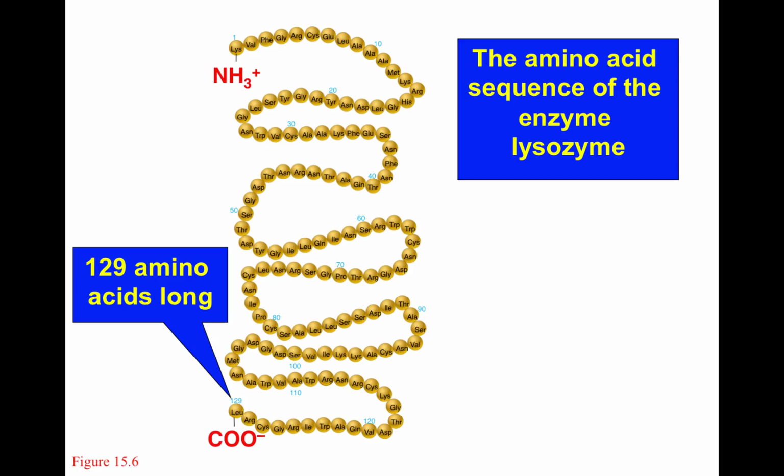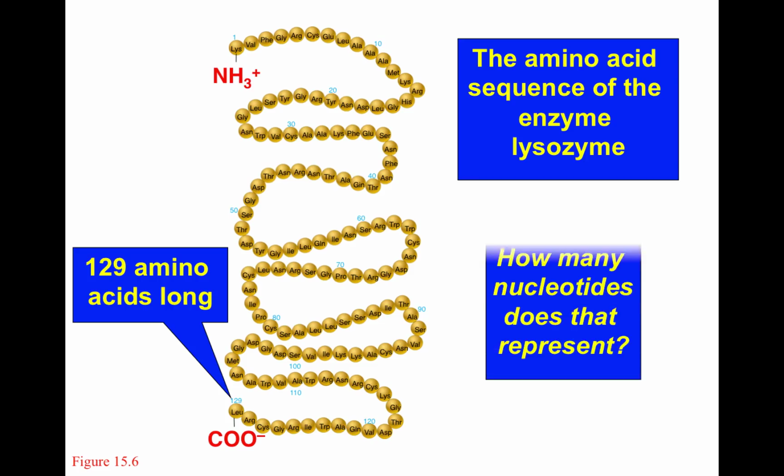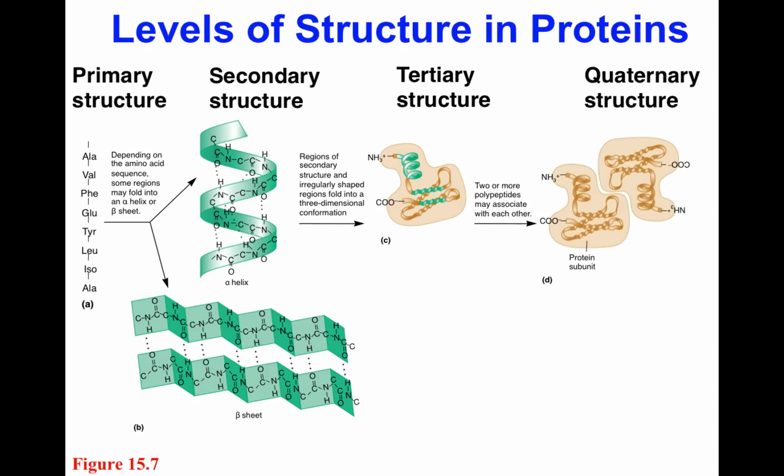This amino acid chain is 120 amino acids long. This polypeptide is 120 amino acids long. How many nucleotides does that represent? You should definitely be able to figure that out. Very simple math. We're not going to talk in great detail about this, but file this information away for later on when we do start to talk about point mutations and how they affect protein synthesis and whether or not those mutations end up being dominant or recessive.